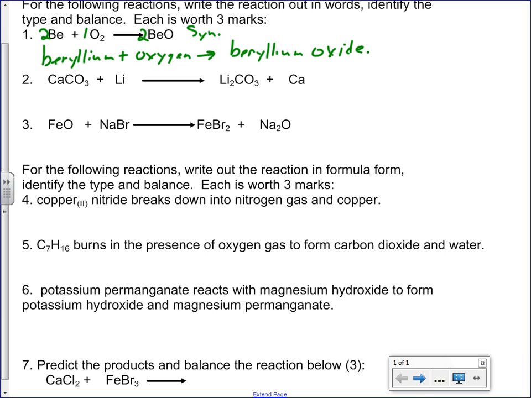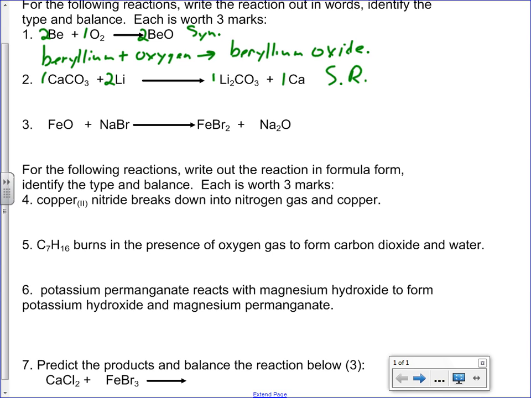Okay. So number 2, we've got an ionic compound reacting with an element to form a new ionic compound, new element. That's a single replacement reaction. So if they have single replacement, give them a mark for that. Okay, balancing that out, present in the highest number, lithium. Okay, so I'm going to come over here, I'm going to put a 2 in front of lithium, and that should pretty much do it. Okay, everything else is a 1 or blank.